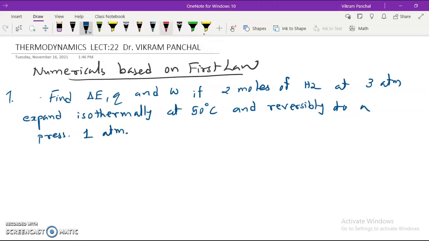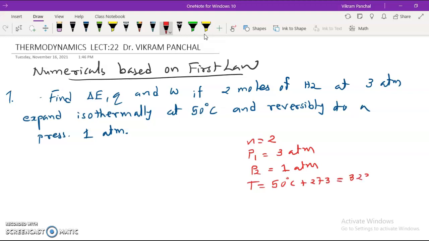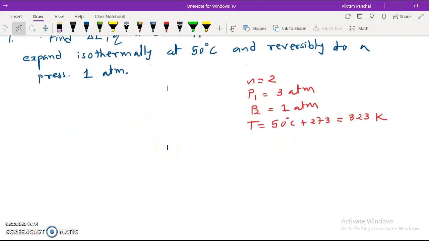So in this numerical you are given number of moles, 2. Two pressures are given. P1 is equal to 3 atmosphere, P2 is equal to 1 atmosphere. Temperature is given, 50 degrees Celsius plus 273, it will be around 323 Kelvin. Okay, this much is given. Now we have to find out delta E.